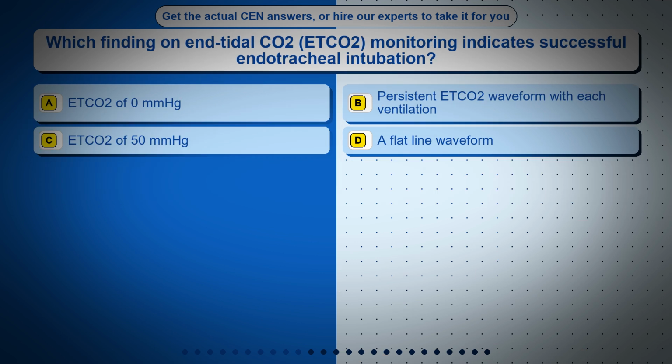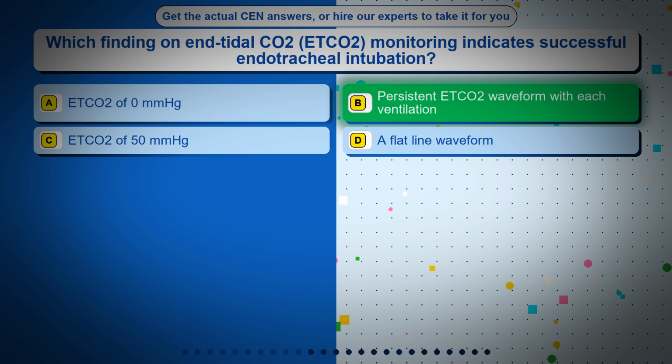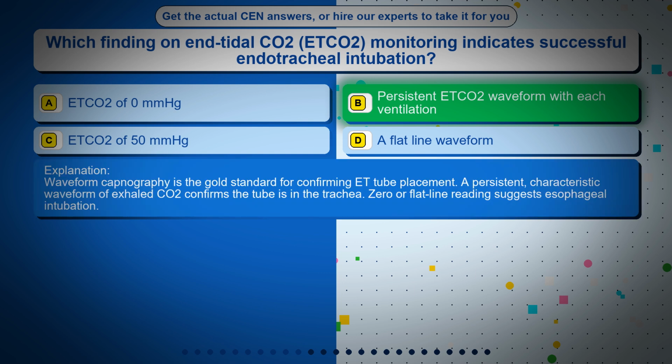Question 10. Which finding on end-tidal CO2, ETCO2, monitoring indicates successful endotracheal intubation? Option A, ETCO2 of 0 mm Hg. Option B, persistent ETCO2 waveform with each ventilation. Option C, ETCO2 of 50 mm Hg. Option D, a flat line waveform. The correct answer is option B, persistent ETCO2 waveform with each ventilation. Waveform capnography is the gold standard for confirming ET tube placement. A persistent, characteristic waveform of exhaled CO2 confirms the tube is in the trachea. A zero or flatline reading suggests esophageal intubation.